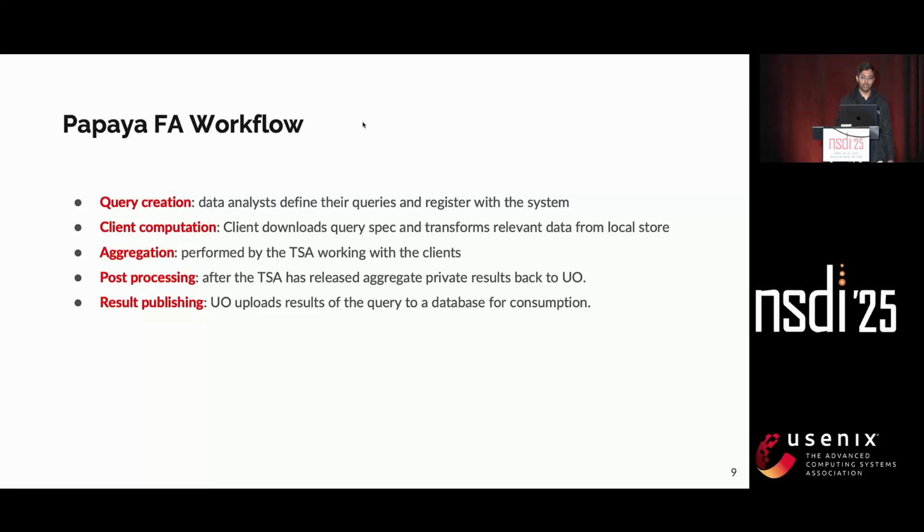So a typical FA workflow consists of multiple steps. It starts with the query creation, where the analyst defines the query that they want and registers it to the system. Then the client will poll the server, download the query spec, transform its local data from its store, and then send this computed information to the trusted secure aggregator, which aggregates across all of the different devices. Finally, this aggregated report gets sent to the orchestrator for doing more post-processing and publishes the result for consumption.